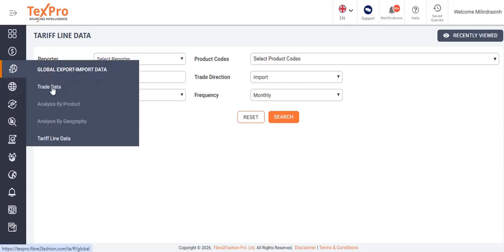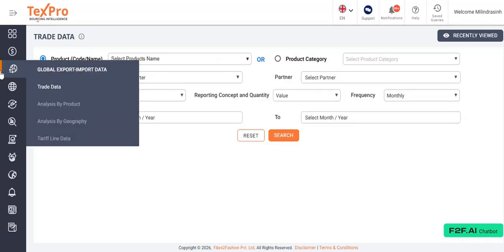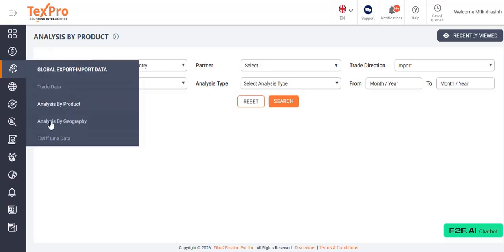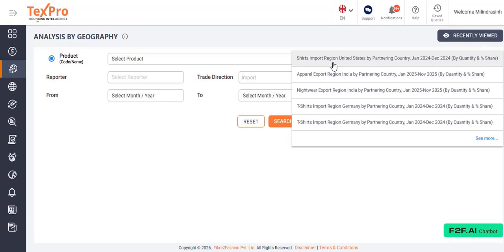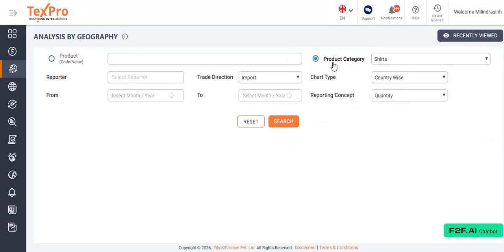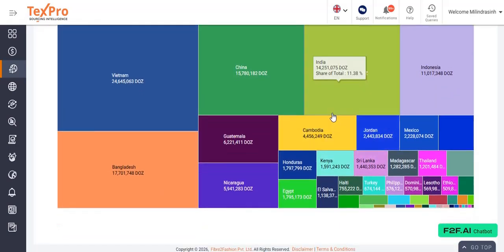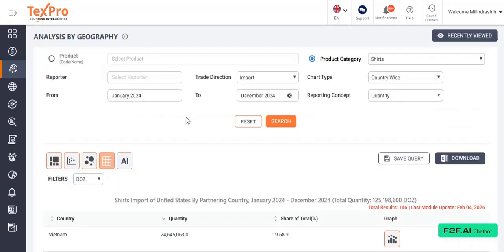Talking about the features, we have now integrated two AI-based features in TexPro. The first is data summarization using AI, and the second is the AI chatbot. Let me explain them with an example. In the previous example, we were analyzing the imports of the US for the entire shirts category for the year 2024. You can see it's a very humongous dataset of almost all the major partnering countries, around 100 odd partnering countries.